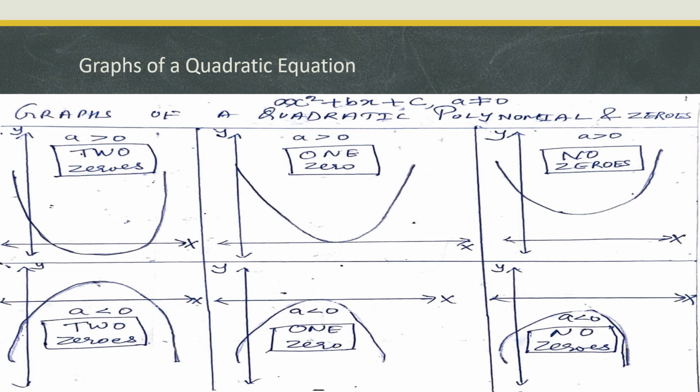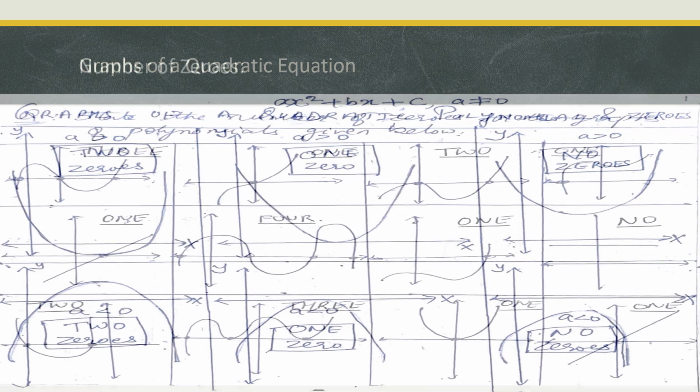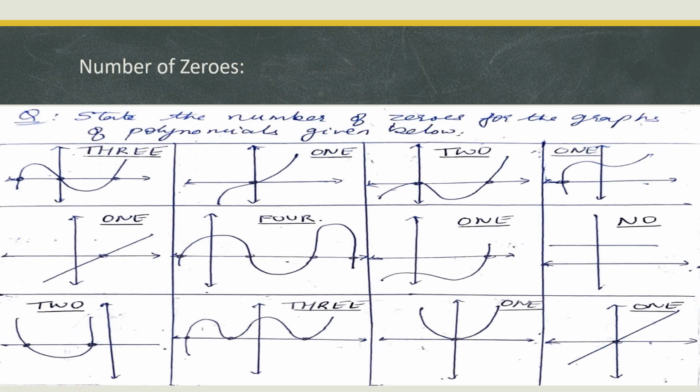Similarly, in the next three graphs, you have a less than 0, so the parabola is facing downwards. If it intersects at 2 points, it has 2 zeros. If it intersects the x-axis at 1 point, it will have 1 zero. And if it does not intersect the x-axis, it will have no zeros. These are the graphs of some polynomials. You can see that the number of points at which it intersects the x-axis will give you the number of zeros. If it intersects the x-axis at 3 points, the number of zeros is 3, and similarly others.